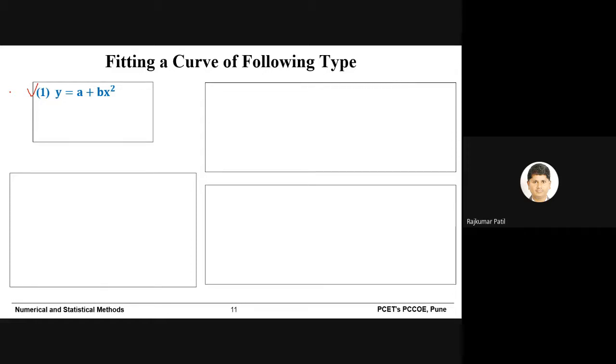Things are very simple. You can put x square equal to capital X, and when you put this value back into the equation, your equation will be y is equal to a plus bX. This is how you can simplify the equation and convert it into a straight line. This is another approach to simplify a given complex equation into a straight line. And now you can solve any problem by using a straight line equation.